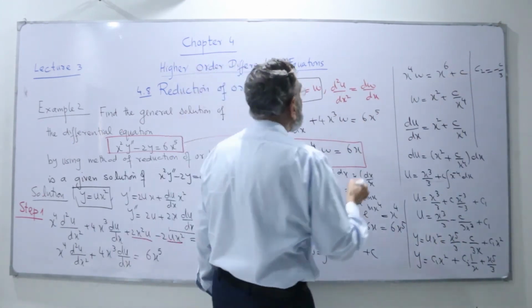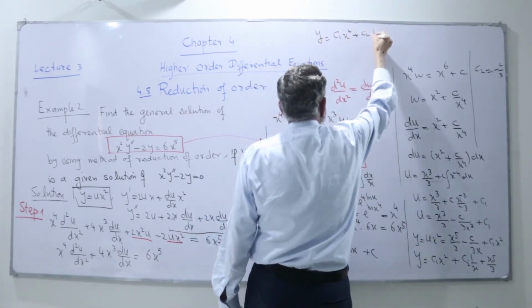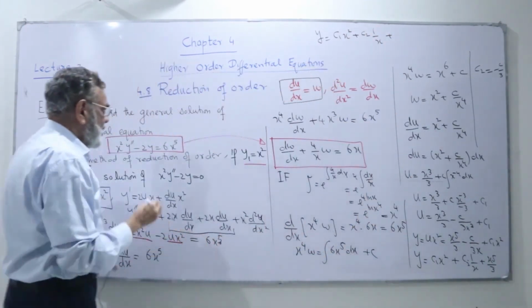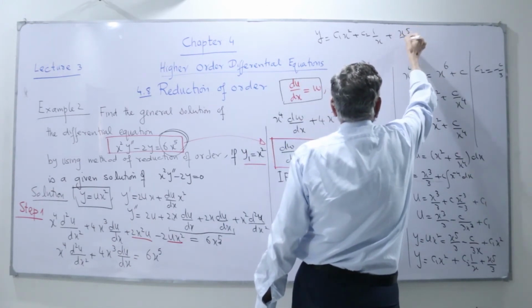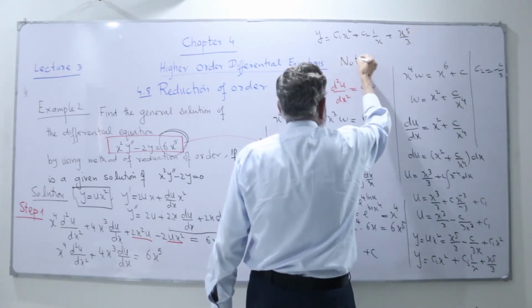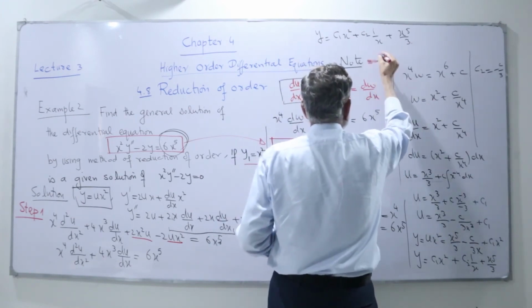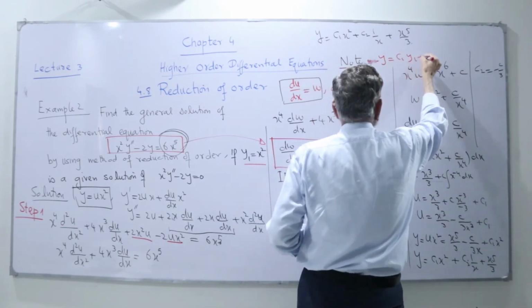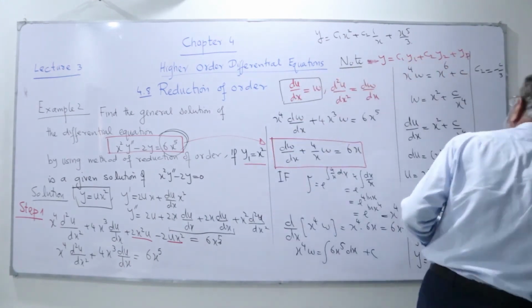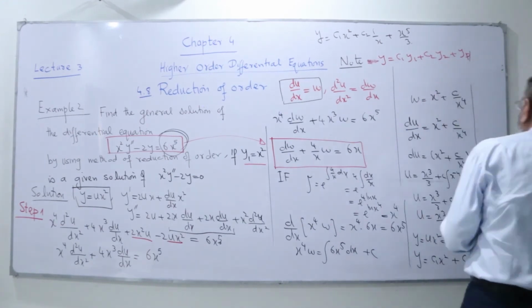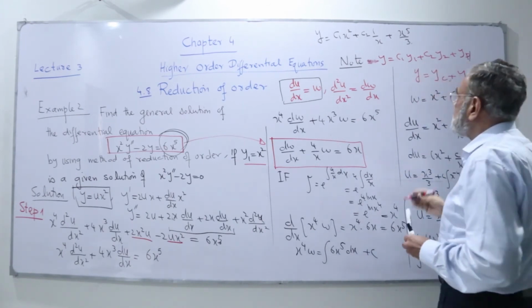My general solution is y is equal to c1 y1 plus c2 y2, and plus, due to the non-homogeneous term, we get an additional term, x to the power 5 over 3. We can note this: when we have a non-homogeneous differential equation, the solution is y is equal to c1 y1 plus c2 y2 plus yp. The values we have written here we call yc. So y is equal to yc, the homogeneous part, plus yp, the additional value due to the non-homogeneous part.